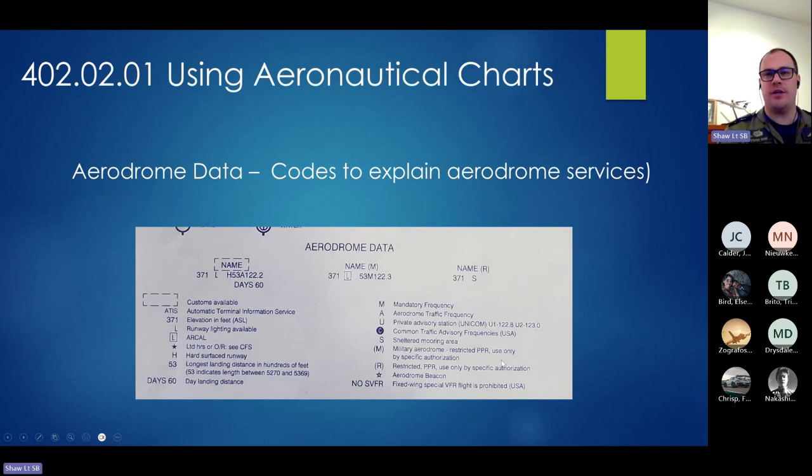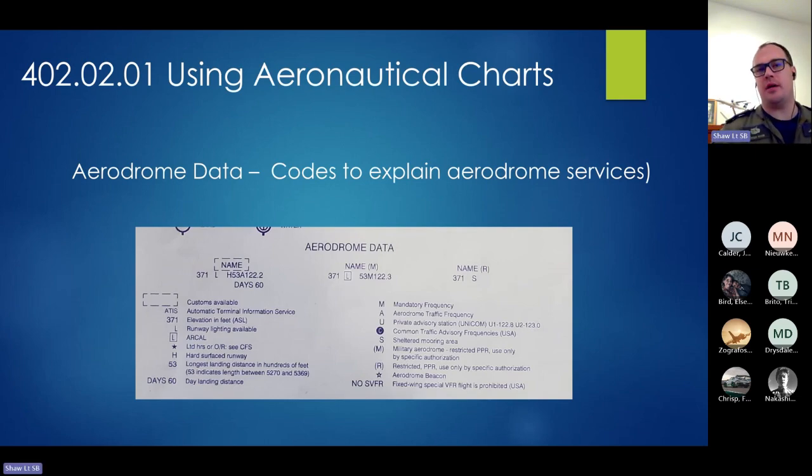Common traffic advisory frequency, so some of the southern Canadian charts might have a US airport or two on it, so they call it something different in the US, a CTAF. And S is a sheltered mooring area, so place to tie down your airplane. M is military airport. Restricted, so PPR, you can see prior permission required is what PPR means. So you're not allowed to use it unless you have permission.